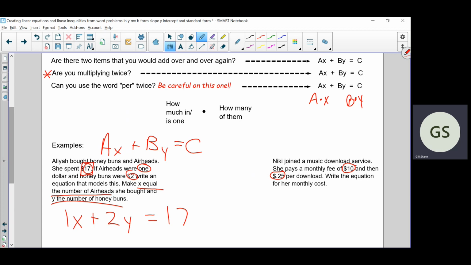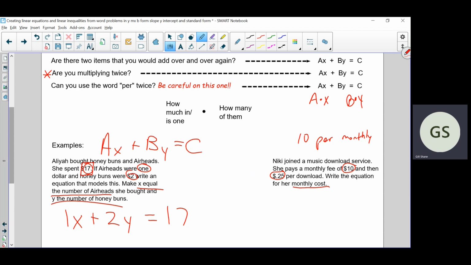So now let's look at the 10. Well, that's a monthly fee. I could even sort of say $10 per month. Remember we said per means multiply, so maybe I'm multiplying twice then. But here's the trick in this one. What are they asking me for in this problem? To write the equation for her monthly cost. So that's a big key. They only want an equation for 1 month, for a monthly cost.